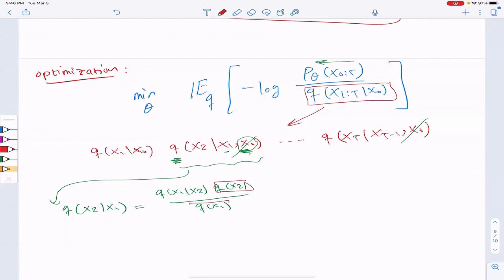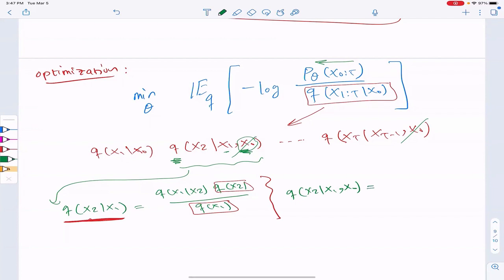The problem is that I don't have these marginal distributions. I know the conditional distribution of x2 given x0, but I don't have the marginal distribution of x2. So the trick is that this quantity is exactly the same as this quantity, Q(x2 | x1, x0), because of the Markovian property. I'm just adding this x0 as a dummy variable in my conditioning.